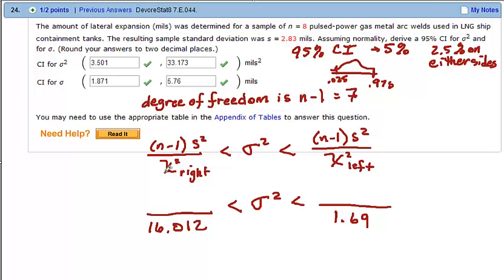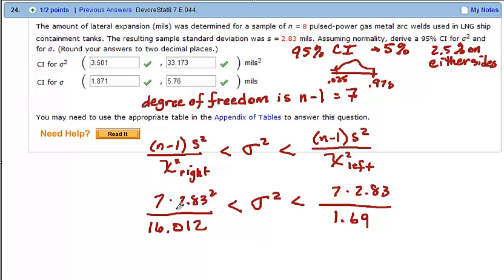Alright, I've written in the numbers for you. This is the chi-squared from the right, this is the chi-squared from the left. I know they're flip-flopped. The reason is because I'm dividing by a big number, this number will end up being smaller, so it will end up being on the left. Because I'm dividing by a smaller number, it will make this number bigger. N minus 1, that's a 7. My standard deviation for this was 2.83 squared. Of course, if they give you the variance, it's already standard deviation squared, and you'll be fine, but this is the same on both sides.